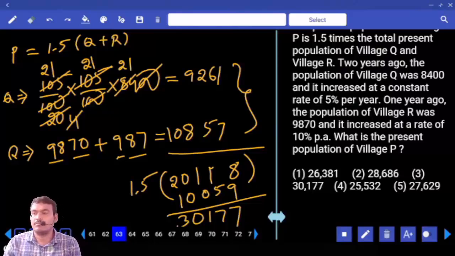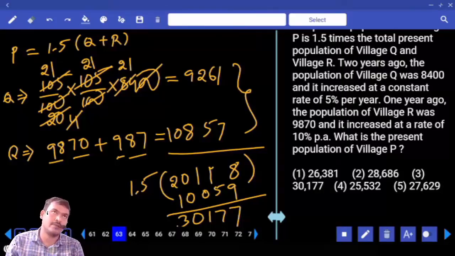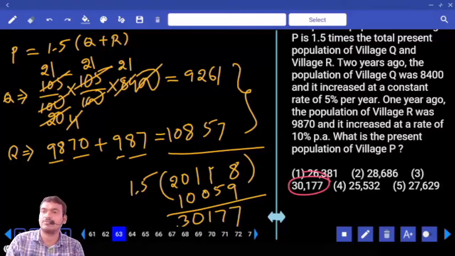Second one, third one. Yes, the fourth one: 12 plus 5, 17. Next, the fifth option: 15, 15 plus 11, 26. How many options are multiples of 3? Only 1. That is the third option.